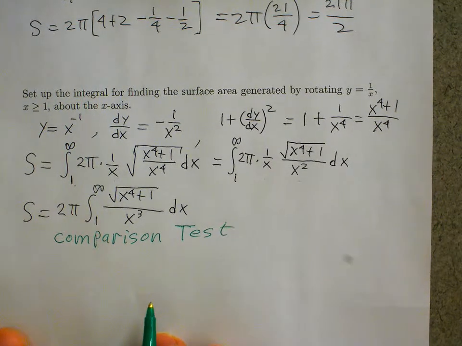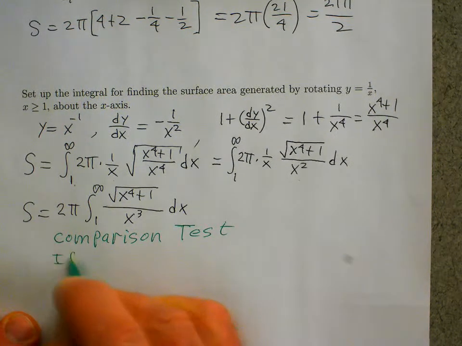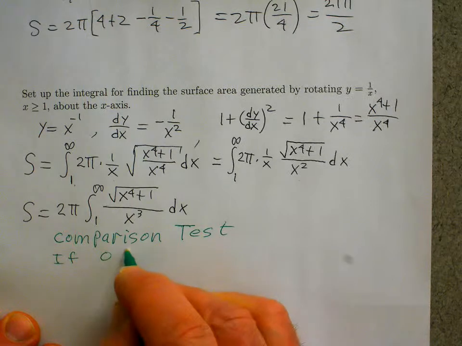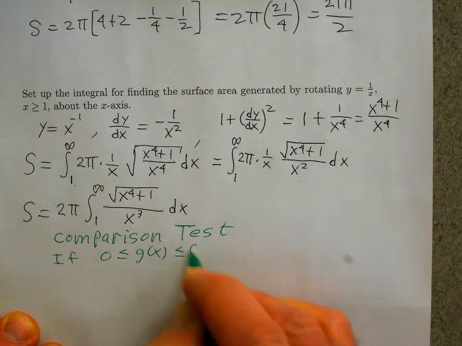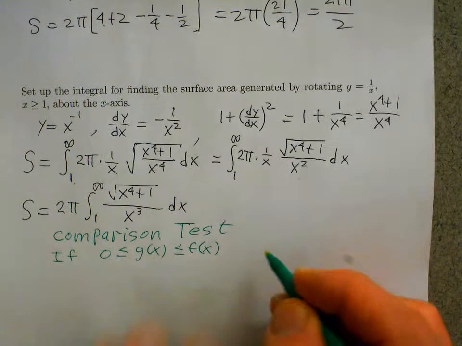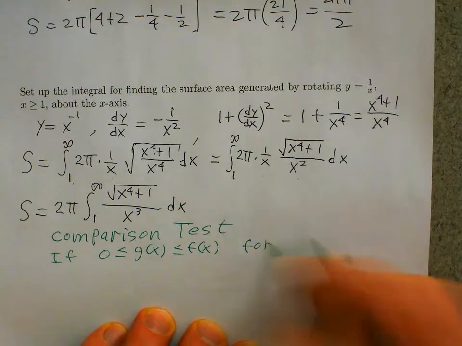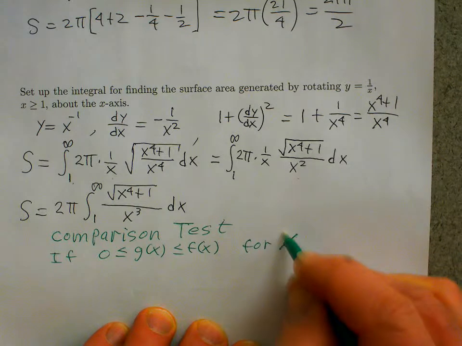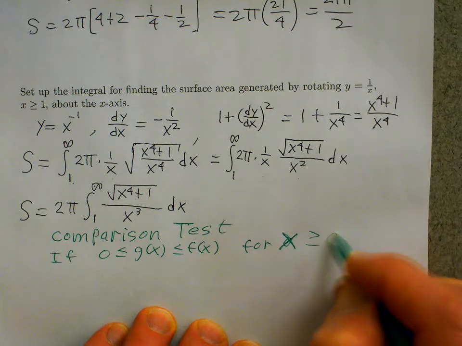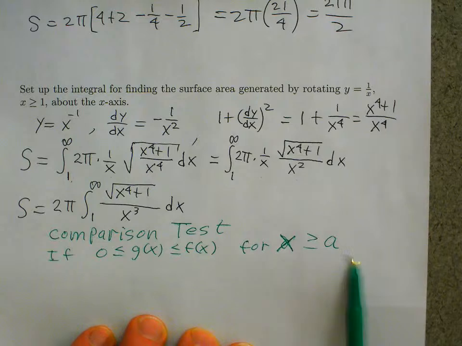So I'll just jot down: if 0 is less than or equal to g of x, which is less than or equal to f of x, for values of x greater than or equal to a. So in other words, the x values go from a to infinity.